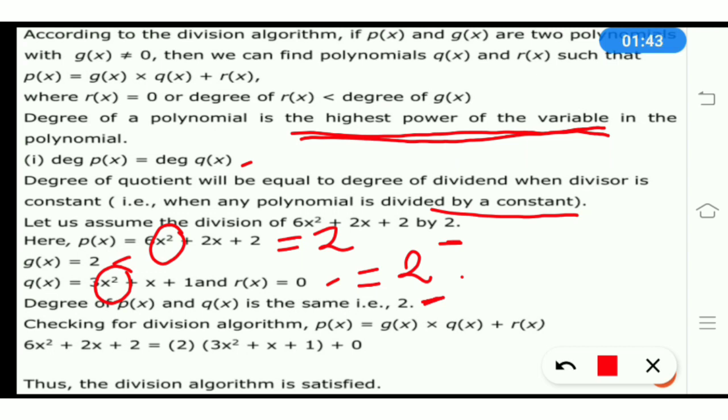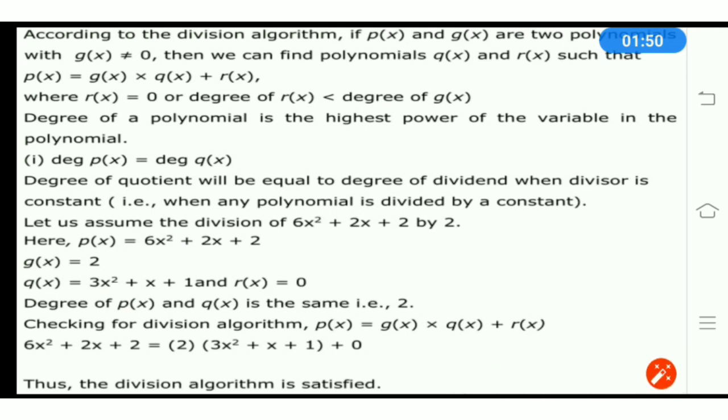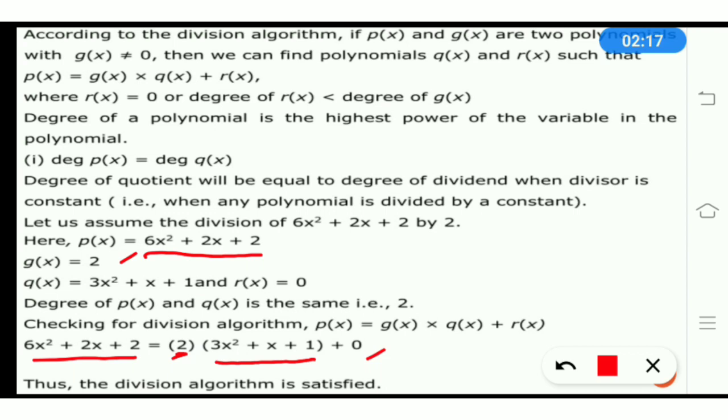Now division algorithm: p of x equal to g of x into q of x plus r of x. So here the value of p of x equal to 6x square plus twice x plus 2. Clear? Now the value of g of x, that means 2. So here 2 into the value of q of x, that means thrice x square plus x plus 1, and r of x equal to 0. So 2 into thrice x square, that means 6x square, 2 into x, that means twice x, and 2 into 1, that means 2.